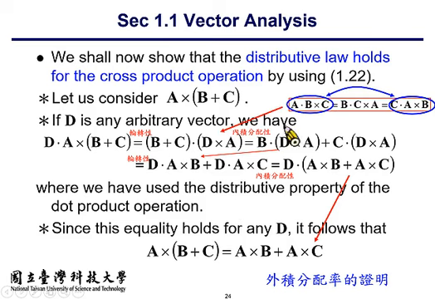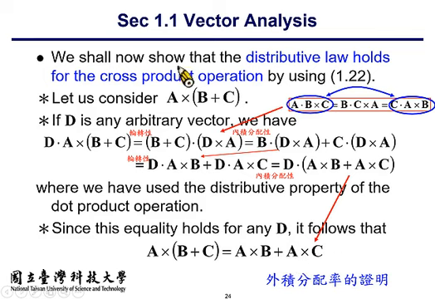Then we will show some other features associated with scalar triple product. Now, in this slide, we show that the distributive law still holds for the cross product, not for the scalar triple product, sorry. So A cross B plus C is the same as A cross B plus A cross C.